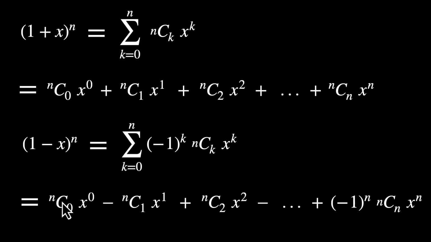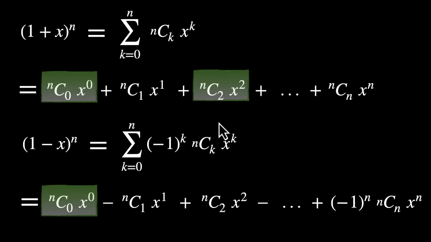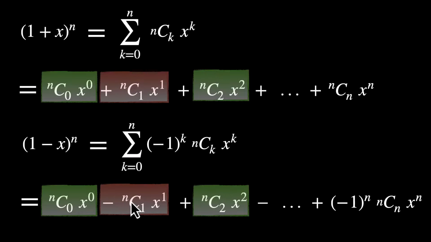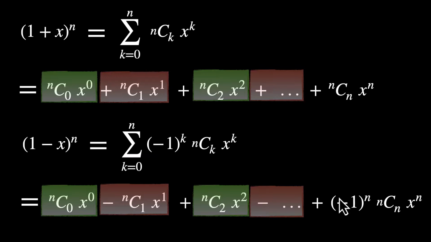So comparing these two, we have same terms, and then negative term, and then negative term, and so on. So the first term remains the same, the third term remains the same, the second one alternates, the fourth one alternates. So it depends on the power of x. If we have an even power of x, things remain the same. If we have an odd power of x, the sign will be flipped. From positive, we'll go to negative.